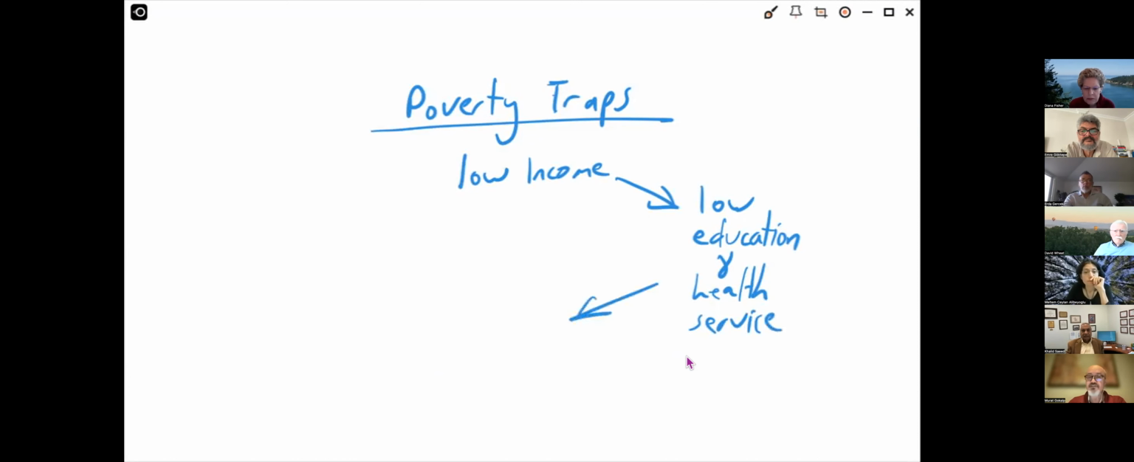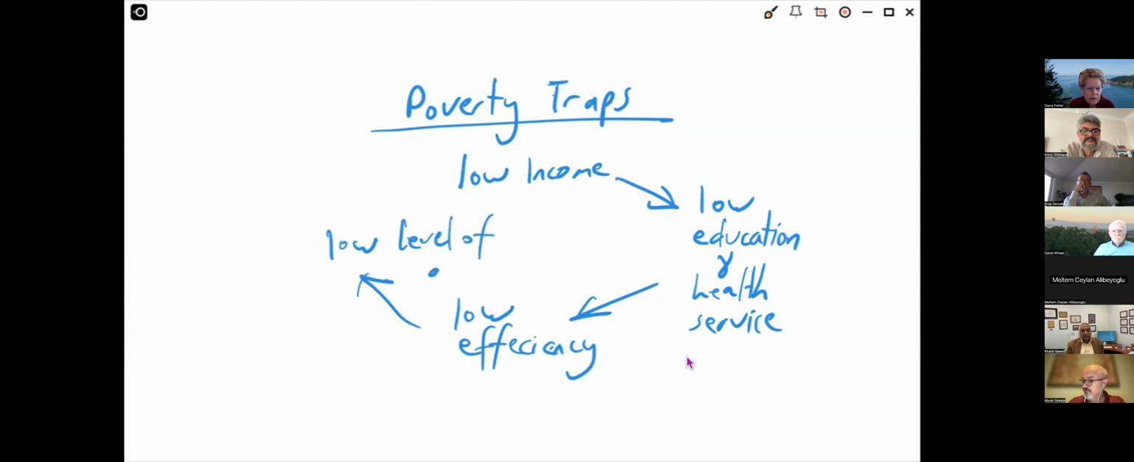Because of low education and health services, there is low efficiency of the second generation. And this causes a low level of output. And because of low level output, it ends up in low income again. So this is a very rough definition of poverty traps. There are different versions of that, but I think this is a great example for flow in economics.